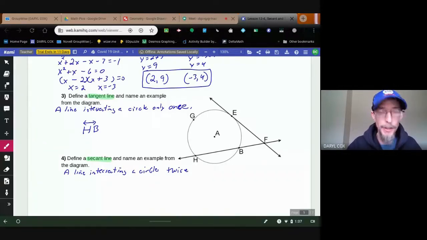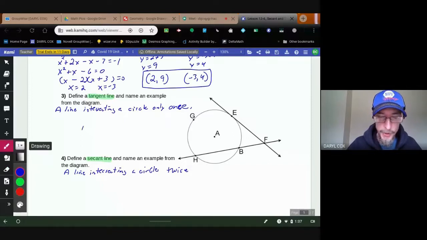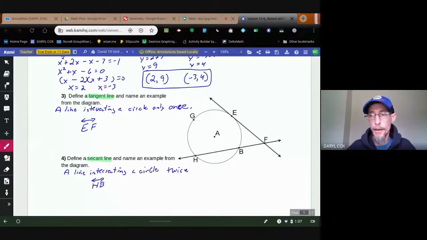Okay, let's fix that. Let's fix these examples here. My first example is completely wrong. HB is not this tangent line. The tangent line is EF. And the secant line is HB. Okay? So you saw I corrected that. Now that we've got that, we know the two different lines. Tangent line only touches at one point. There's my 1 point. Secant line touches at 2 points.